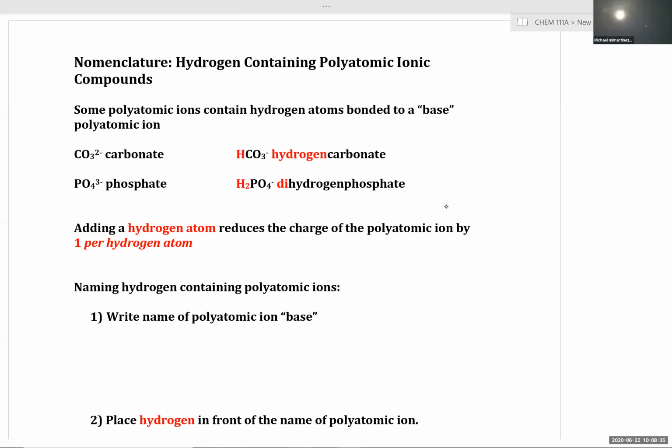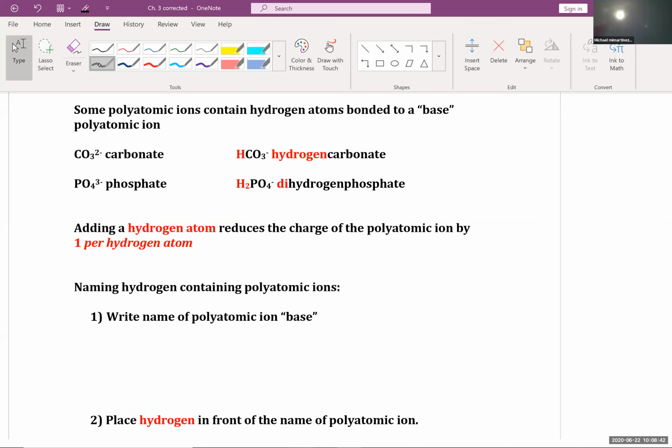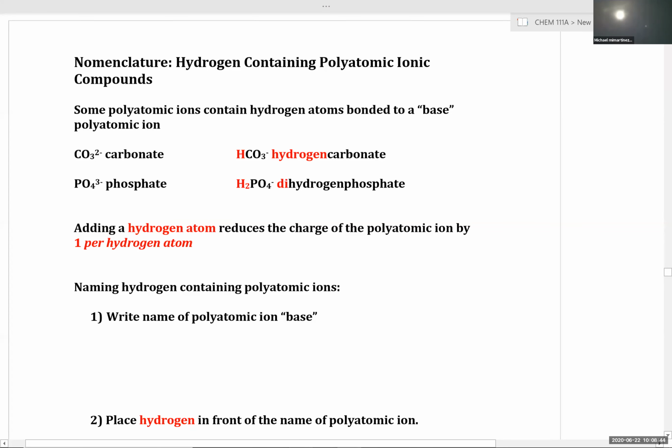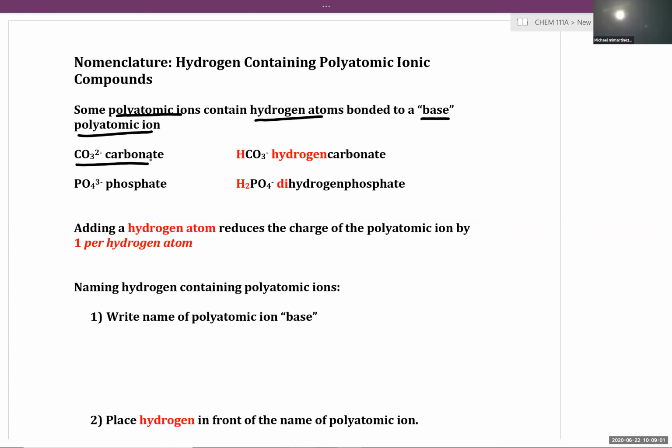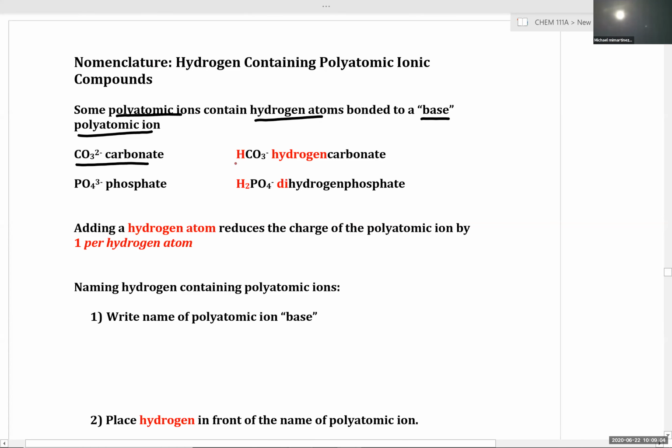So let's now look at another subclass of polyatomic ion containing compounds, and these are hydrogen containing polyatomic ionic compounds. Some polyatomic ions contain hydrogen atoms bonded to a quote unquote base polyatomic ion. For example, if carbonate would be our base polyatomic ion, addition of a hydrogen results in hydrogen carbonate.